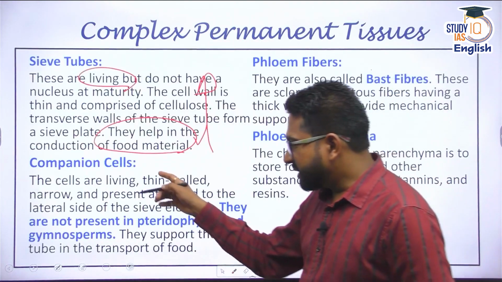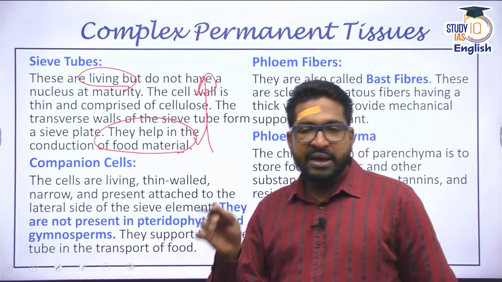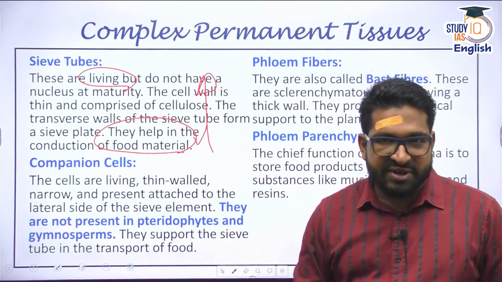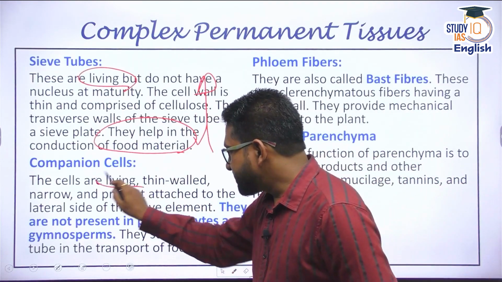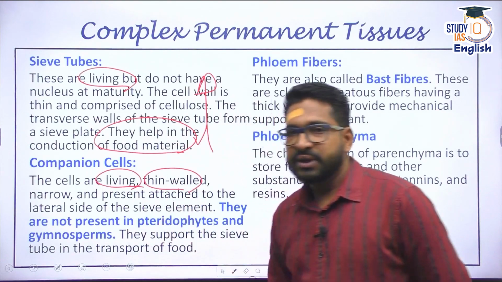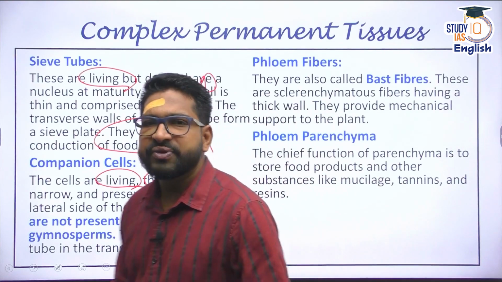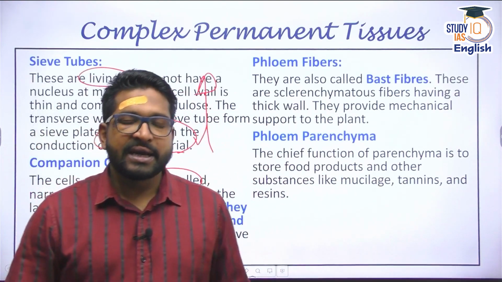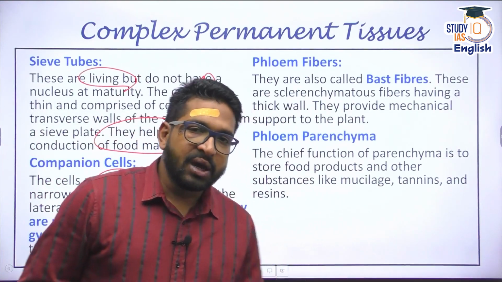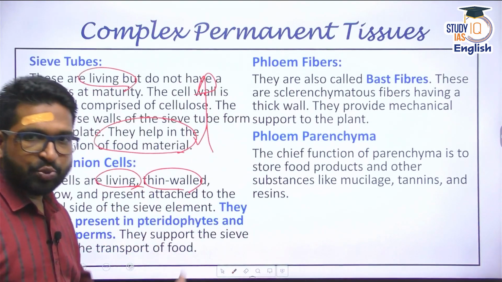Apart from that, there are companion cells. Please remember, companion cells are living cells. These are living cells. They are thin walled. In many of the gymnosperms, these are not present, and along with sieve tubes and sieve plates, companion cells help in transport of food material.